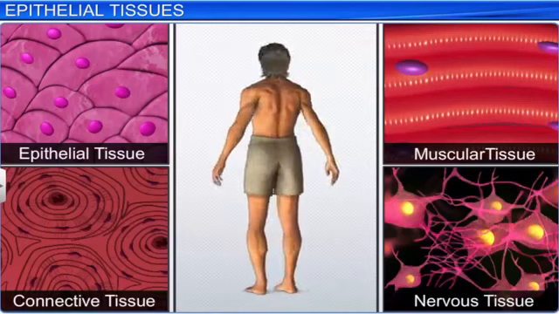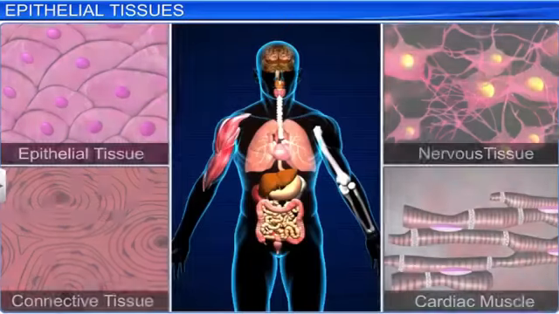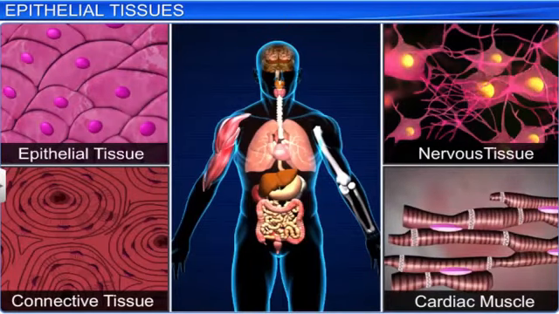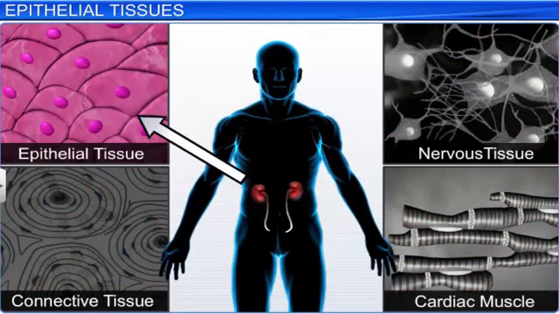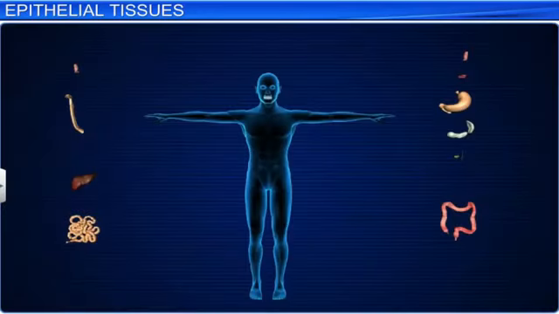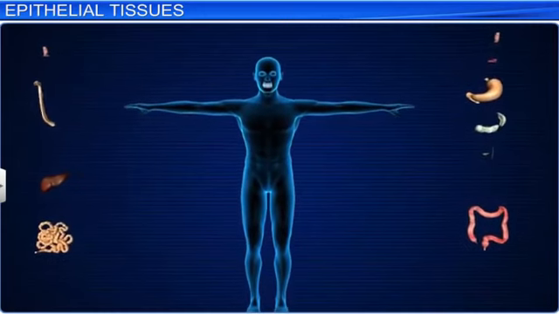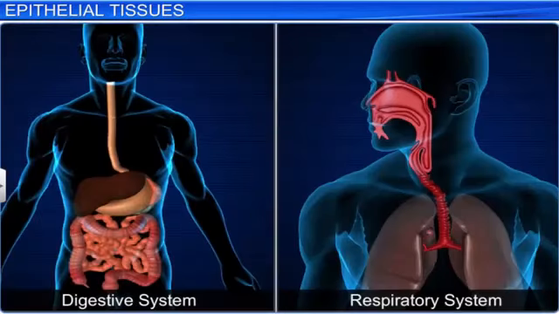Interestingly, all complex animals, including human beings, have only 4 basic types of tissues. These tissues are arranged in a specific proportion and pattern to form organs such as the stomach, heart, kidney, and so on. Sometimes, 2 or more organs interact physically or chemically to perform a common function. Such organs together form an organ system, such as the digestive system or the respiratory system.